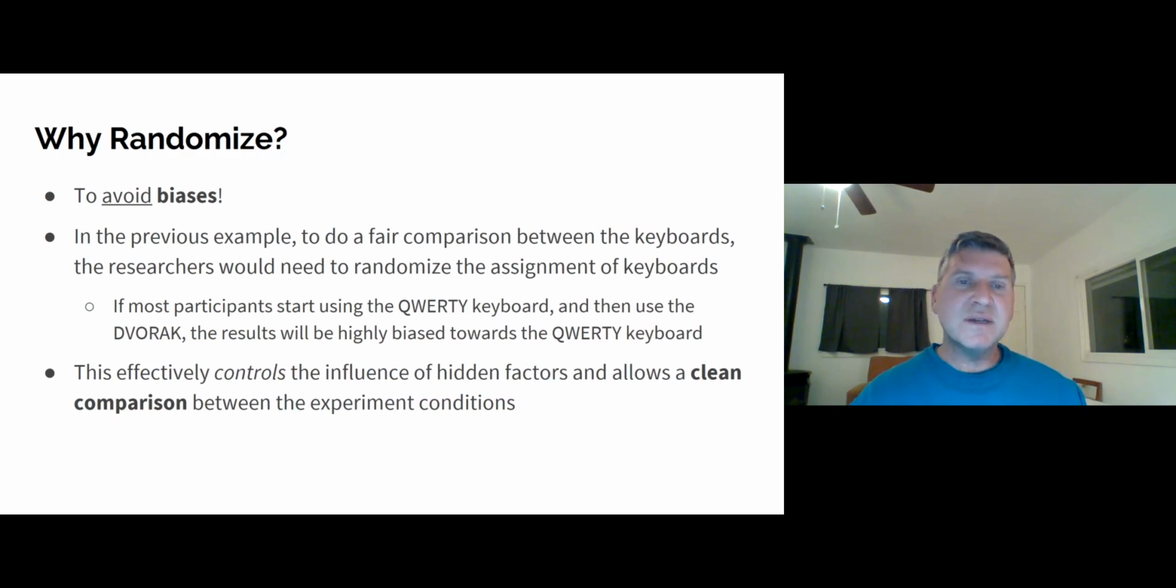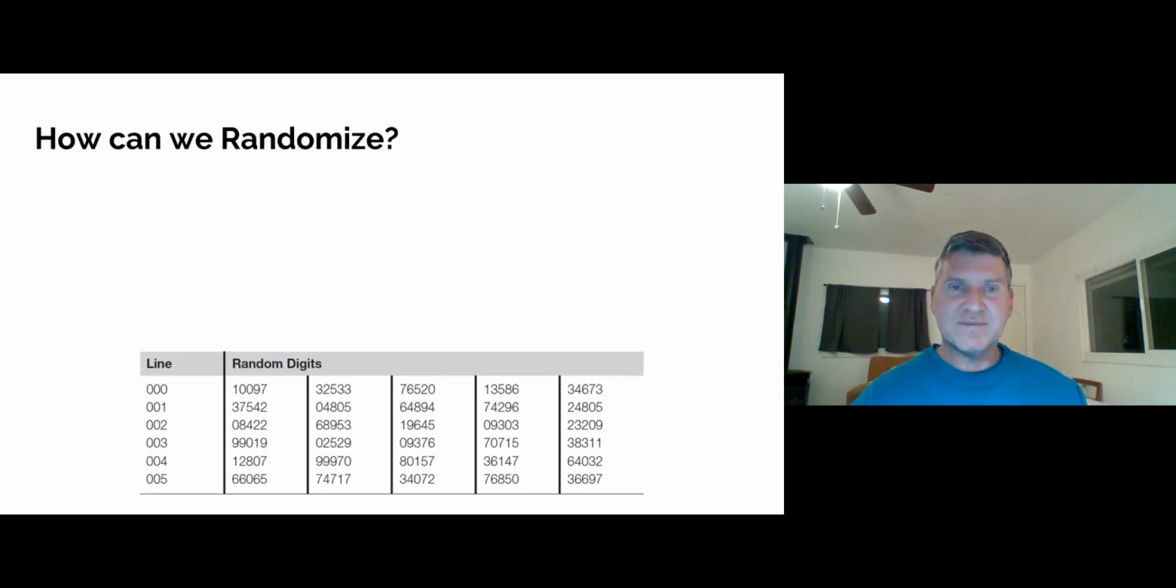So what this is going to do is control the influence of hidden factors, and it allows a clean comparison between the experiment conditions. Remember, our purpose here is to try to show a causal relationship between the treatment, which is in this case either the type of keyboard they use or the order in which they use the two keyboards, and their performance.